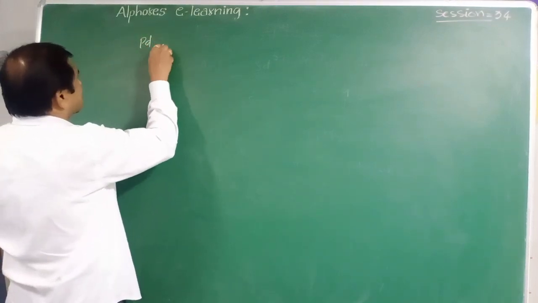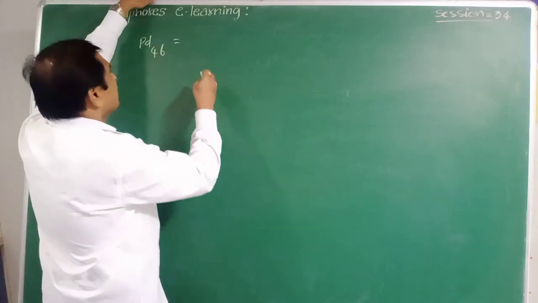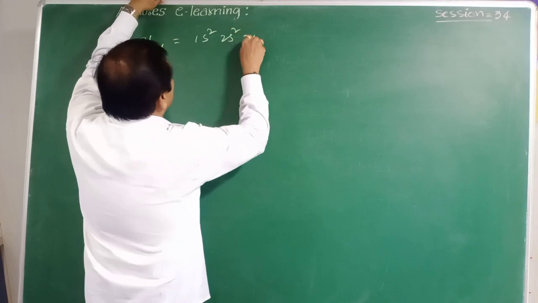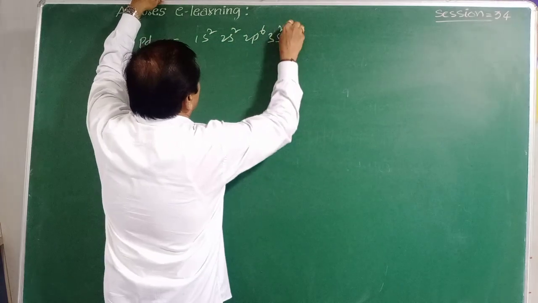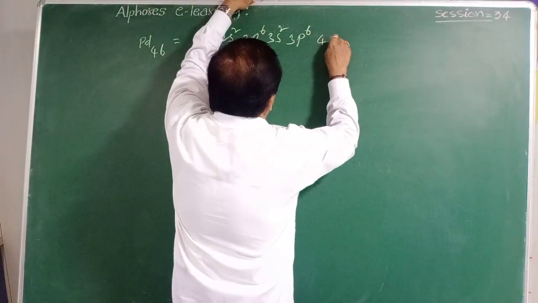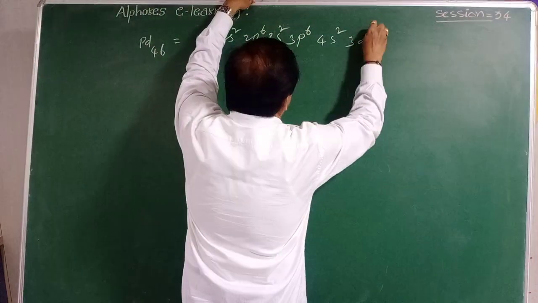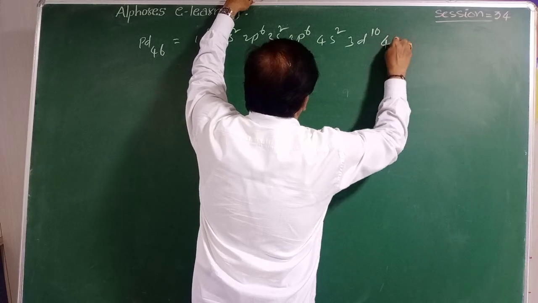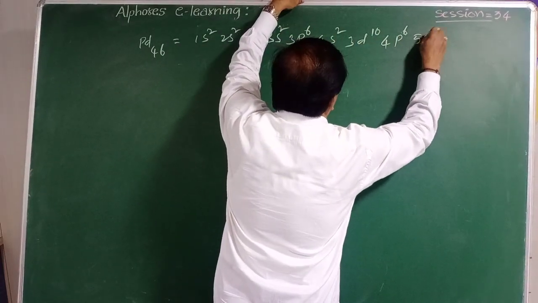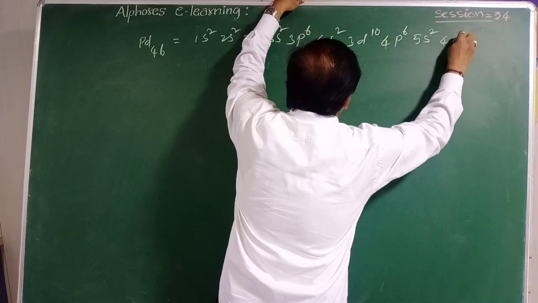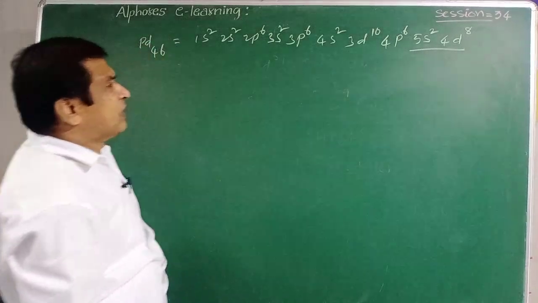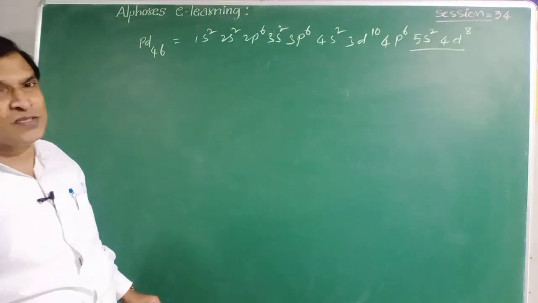Now, palladium atomic number 46. The normal configuration of this atom is 1s2, 2s2, 2p6, 3s2, 3p6, 4s2, 3d10, 4p6, 5s2 and 4d8. This is the normal electron configuration of the palladium 46 atom.